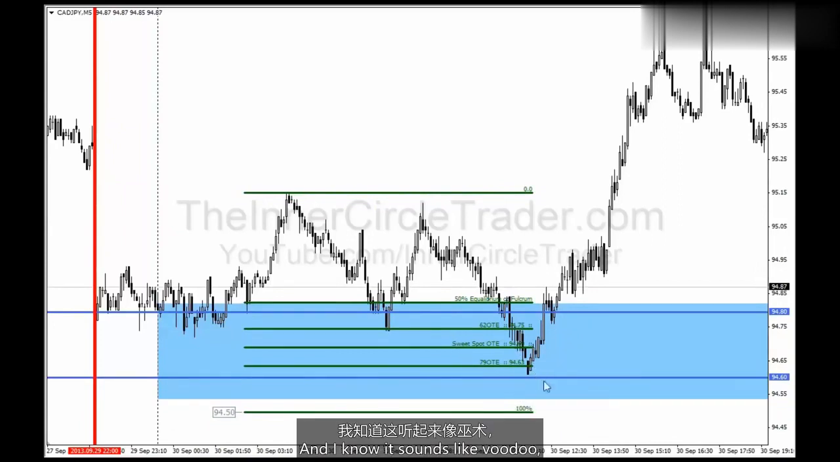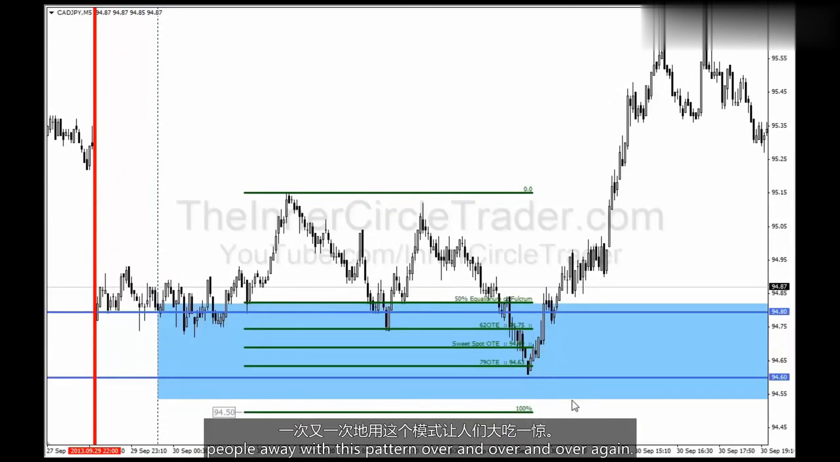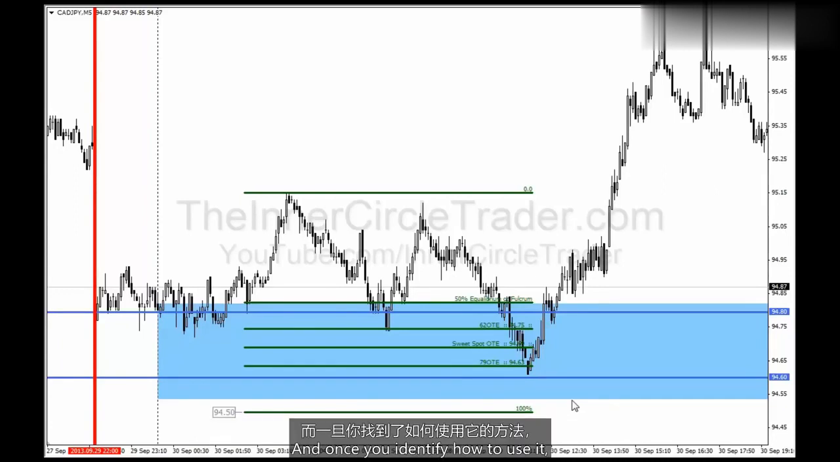Okay, and I know it sounds like voodoo. But I'm going to tell you right now, I've blown people away with this pattern over and over again. And once you identify how to use it, it's crazy. It's insane how accurate it is. And it's nowhere in any books. It's nowhere in any video courses. I wish I could simply say, hey, look, here's another reference source you can go to and study it. But it's really unique to ICT.